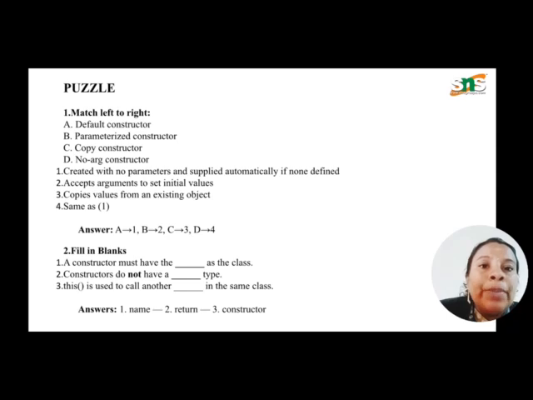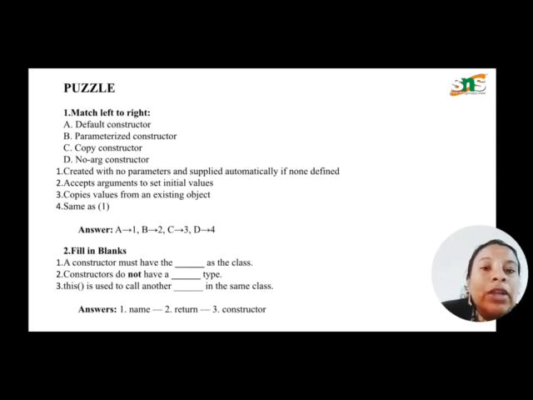The third one, copy constructor, copies values from an existing object, which is option C3. Finally, no argument constructor, which is the same as option 1, created with no parameters and supplied automatically if none defined. Now fill in the blank. A constructor must have a dash as the class. We have already seen the constructor name should be the same as your class name. So the constructor must have the same name as the class.